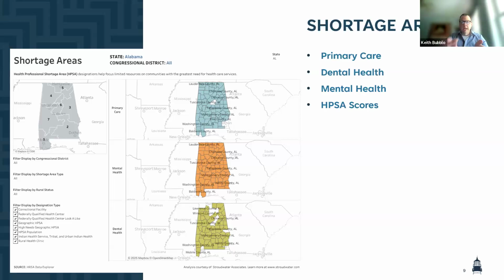Now, these are at the county level, and it's breaking it down into primary care, mental health, and dental health shortages. As you can see in this example in Alabama, it's pretty much the entire state has one of the three of those shortage areas. You can break these down by the different designation types in the lower left-hand corner there. So looking at correctional facilities, FQHCs and FQHC lookalikes, geographic HPSAs, specific populations, etc. So that is filterable there. And I'll show you in the dashboard demo how you can get some more information from this map just by mousing over it, including the HPSA scores.